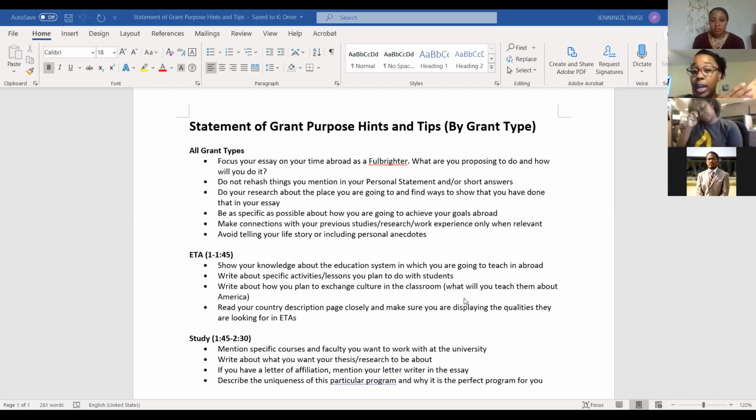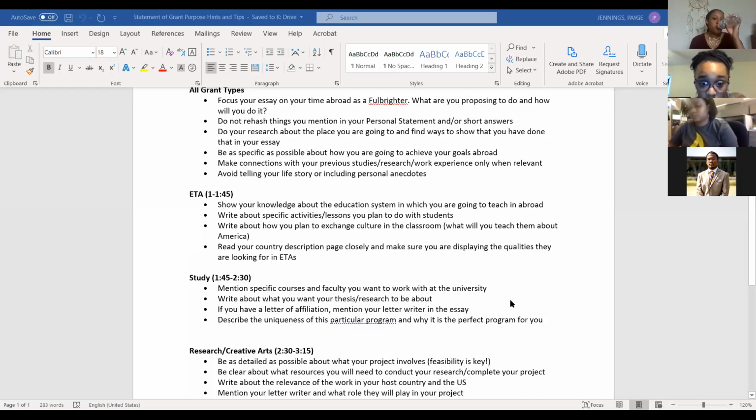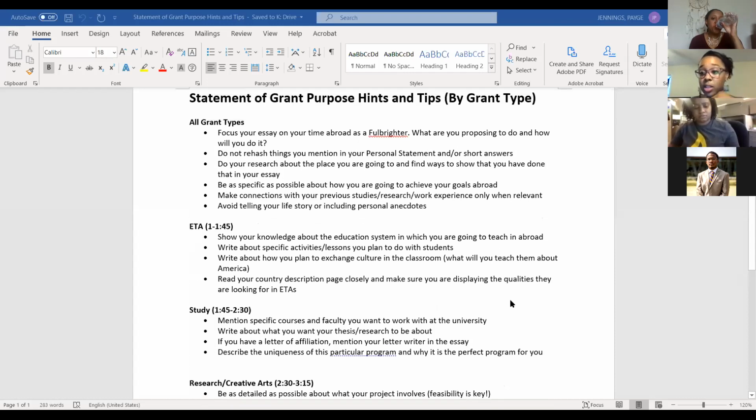And avoid any personal anecdotes. That does not need to be in the statement of grant purpose at all. That's your personal statement. This one's more of a professional pitch kind of thing. I think I pretty much covered those. So again, look at the country's description page, see what they're asking for, and make sure you are telling them exactly what you bring to the opportunity.